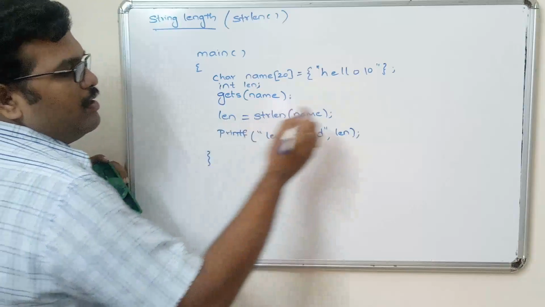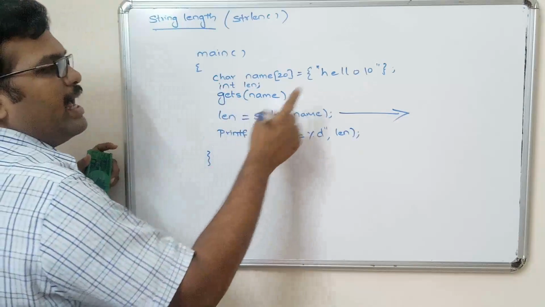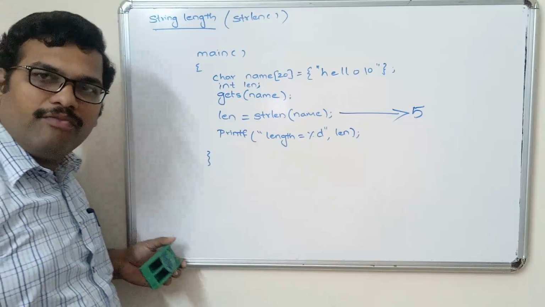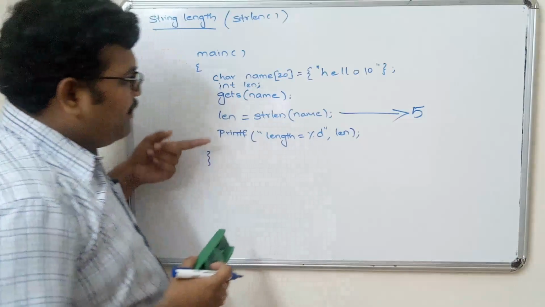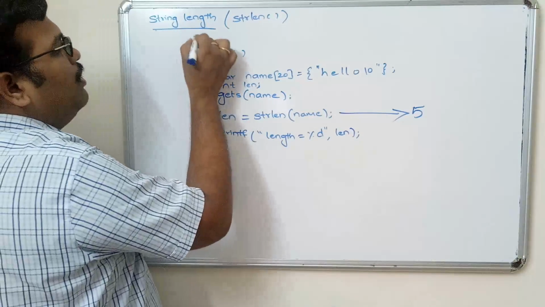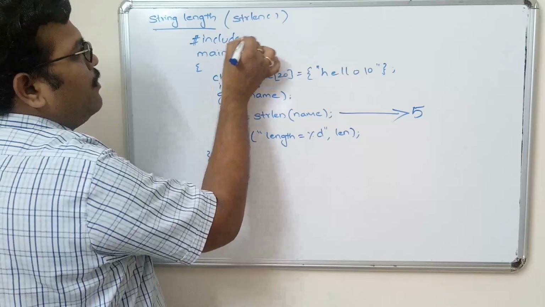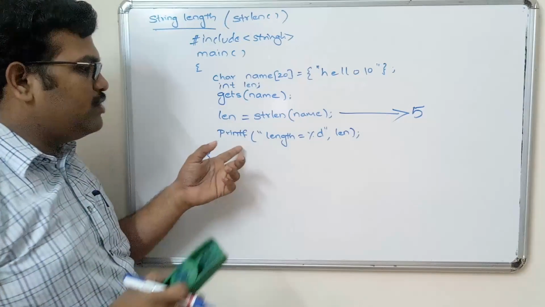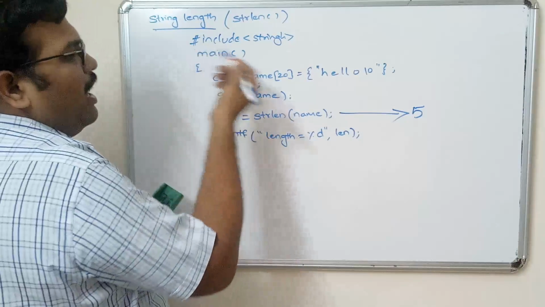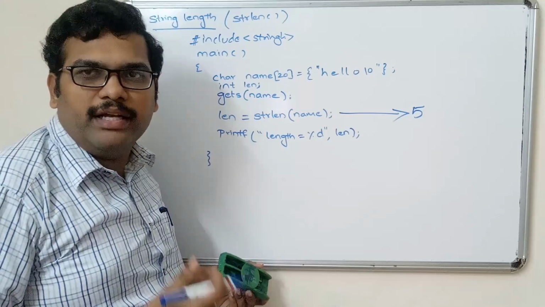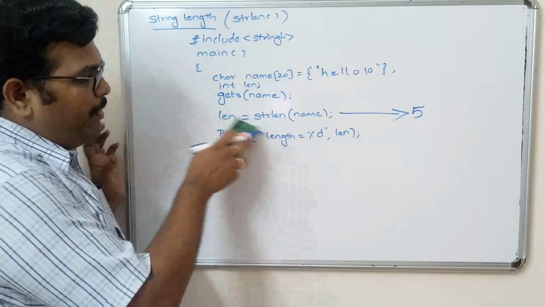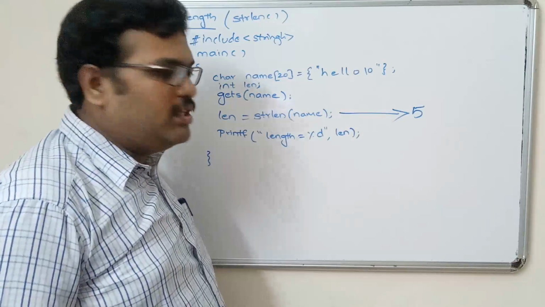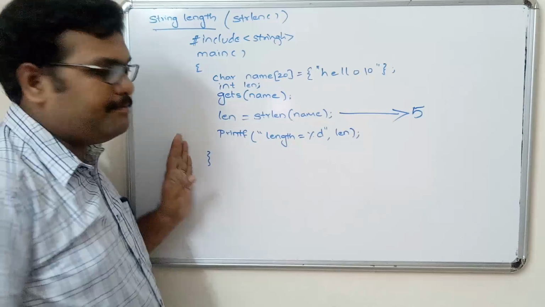Then this will return the answer as 1, 2, 3, 4, 5. So it will return the answer. That means that the length of the string is 5. So before using this, we have to include string.h. And also we are using the printf function here, so we have to use stdio.h, standard input and output.h. So that is common. And for implementing this string length function, we have to use this string.h header file. So this is all about string length.